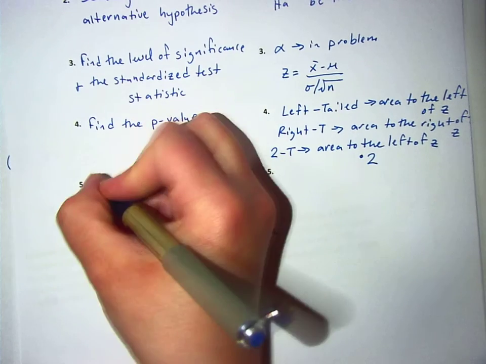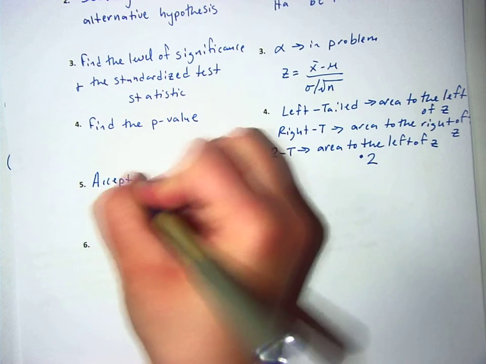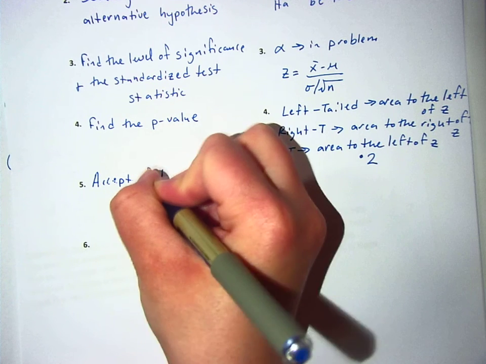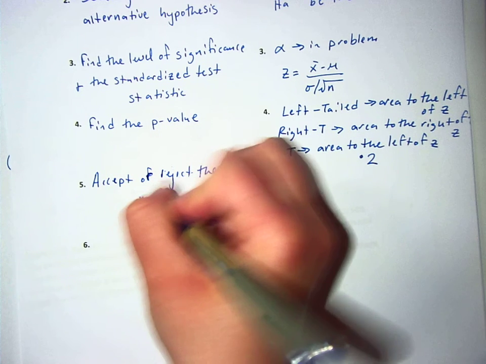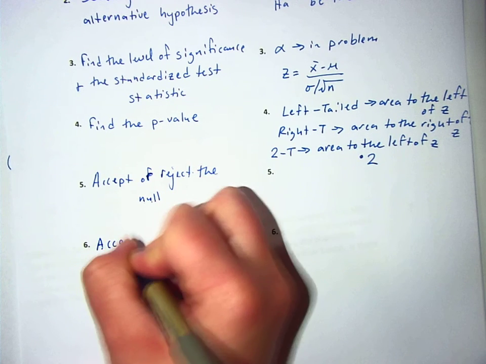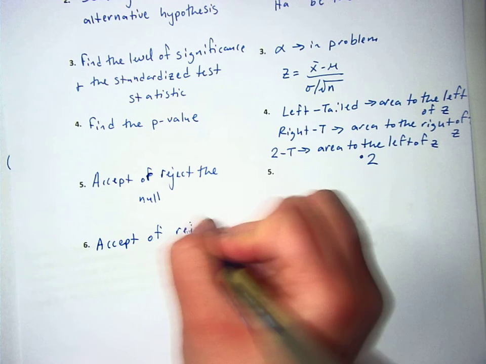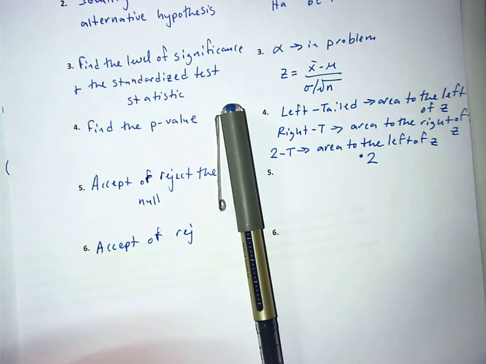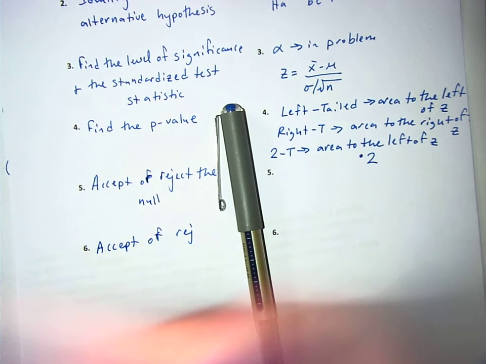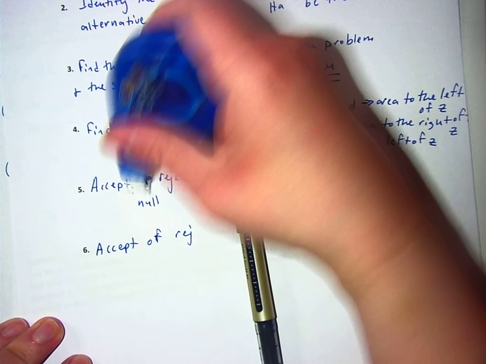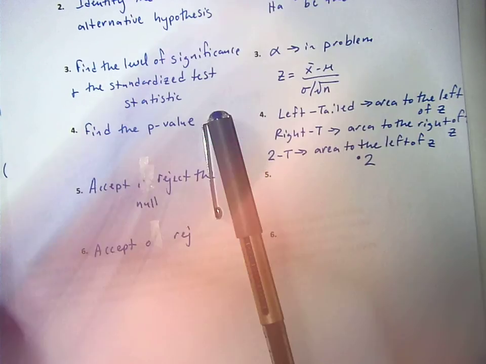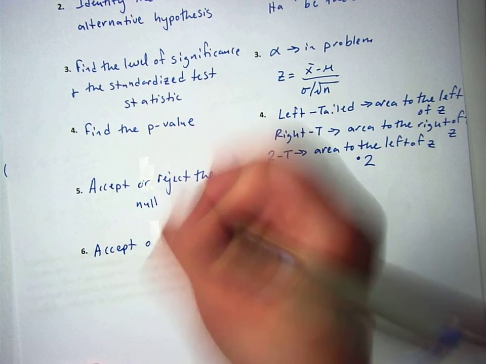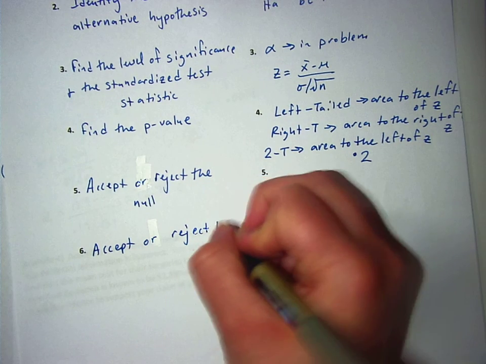step 5 is to accept or reject the null. And our last step will be to accept or reject the claim. Man, that is so annoying today. I did not write that in my notes. This is just a fun mistake that I decided to start making on a video.